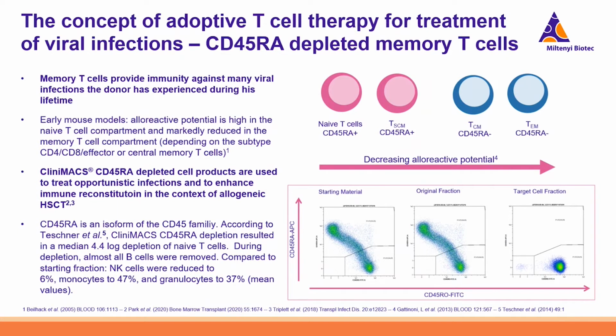CD45RA is not a typical T cell marker, but it is an ideal marker to deplete alloreactivity from a product in one step, leaving specific memory T cells with the given benefits, and thus represents an excellent production option for clinical applications.